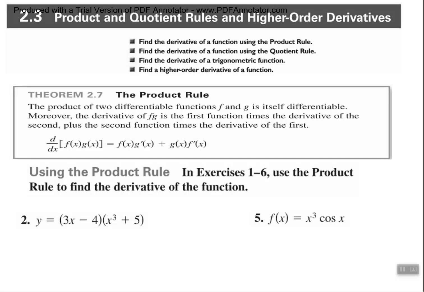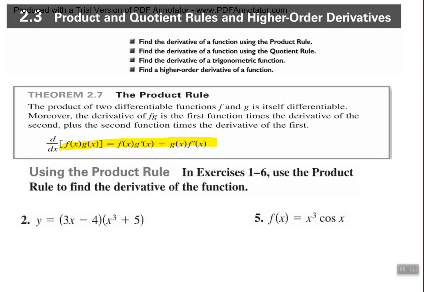Okay, so Theorem 2.7, the product rule, says the product of two differentiable functions f and g is itself differentiable. So to find the derivative of the product of two functions, we use this little formula here that says we multiply the first function times the second function's derivative, plus the second function times the first function's derivative.